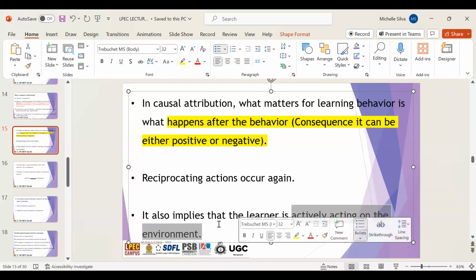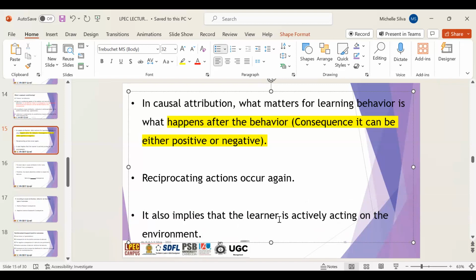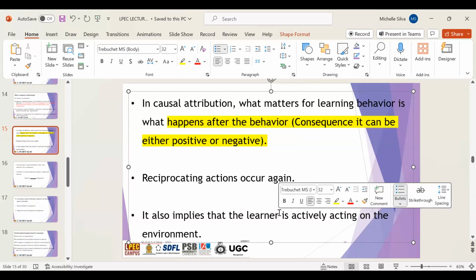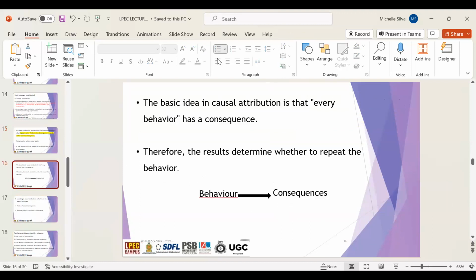So a learner will learn whether to demonstrate that behavior or not according to the response of the environment. If the response of the environment is positive, I am going to demonstrate that behavior again and again. If the response of the environment is negative, then I strictly determine not to demonstrate that behavior, because other people have rejected me. So the basic idea in causal attribution is that every behavior has a consequence.